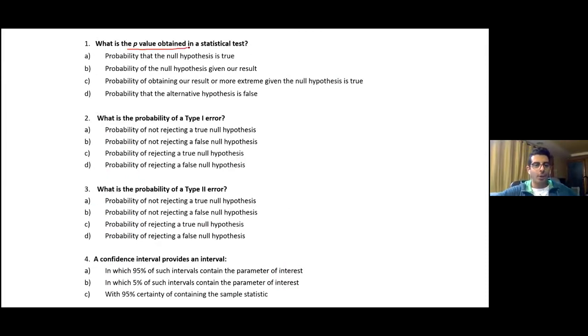So what is the p-value obtained in a statistical test? I love the definition, so please no one disappoint me here. C, exactly. It's the probability of getting the result or beyond that result given that the null hypothesis is true. I don't like using given, I like using assuming. So this is just a wording issue. But yeah, it's fine. What is the probability of a type 1 error?